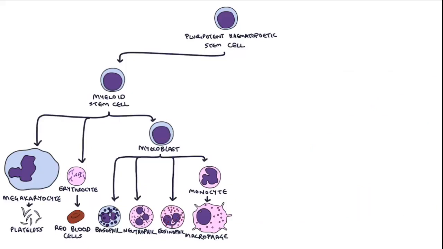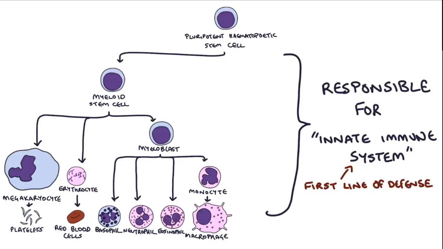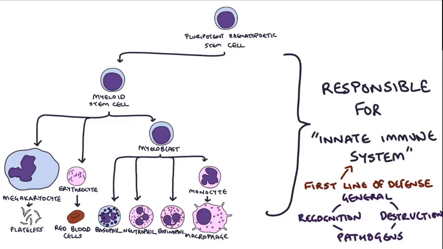And that basically concludes all of the cells that result from the myeloid stem cell. And these cells are responsible for what is called the innate immune system. So the innate immune system forms the first line of defense to pathogens within the body, and involves the mechanisms for general recognition and destruction of pathogens.